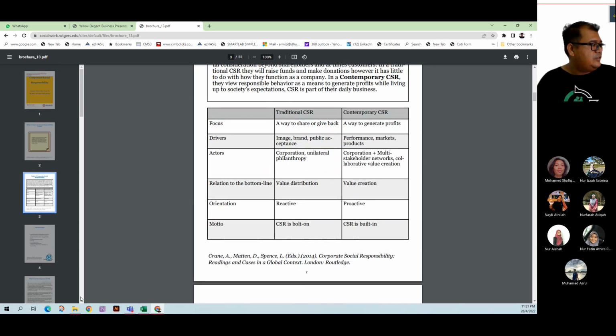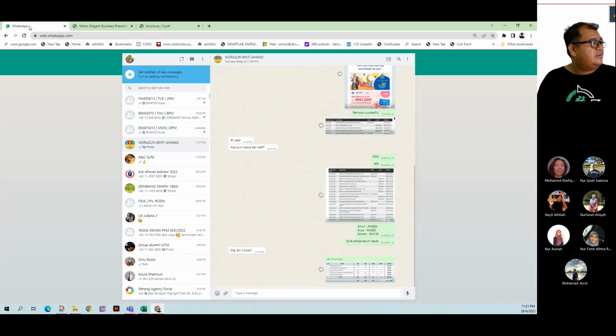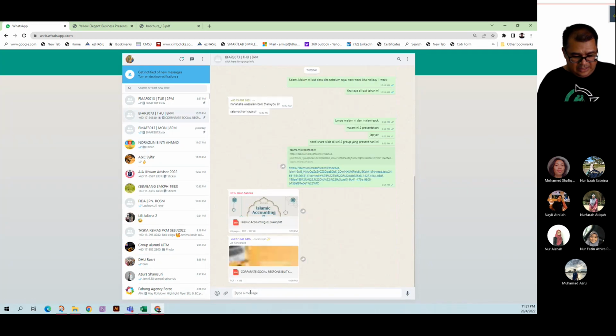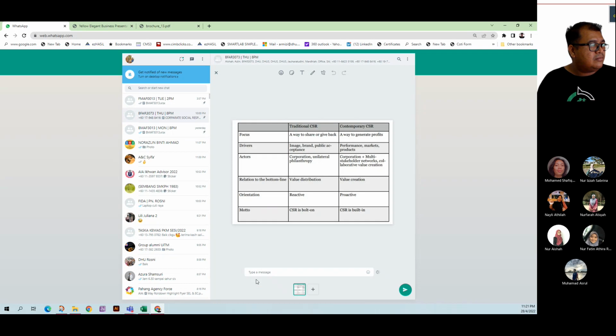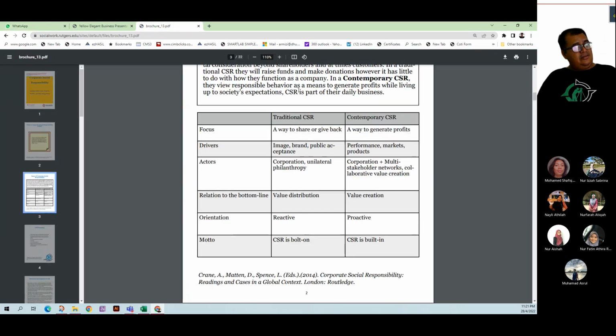Ni, you nak, you maksudnya yang ni you masukkan. Proaktif, okay, faham. This is share. Ini the way dia buat CSR lah saya rasa. Traditional is a way to share or give back, a way to generate. Okay, betul. Kalau dia kata dekat sini, yang you cuba sampaikan kat sini, yang pertama dia ambil fokus. Traditional CSR, a way to share and give back. Okay, yang ni normal punya.